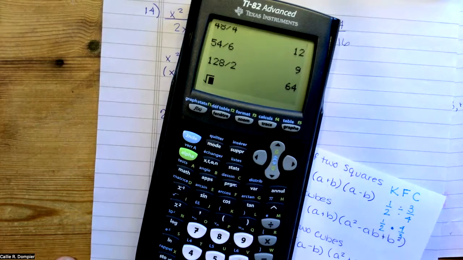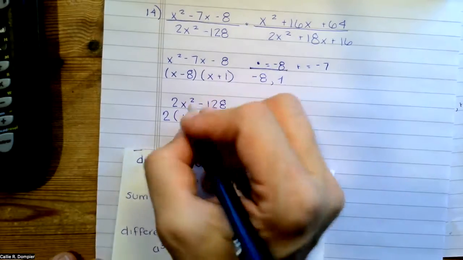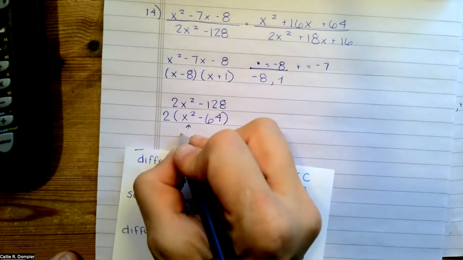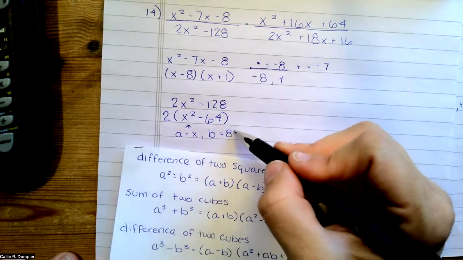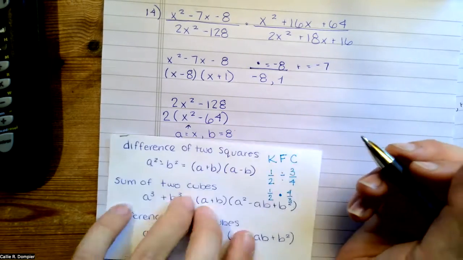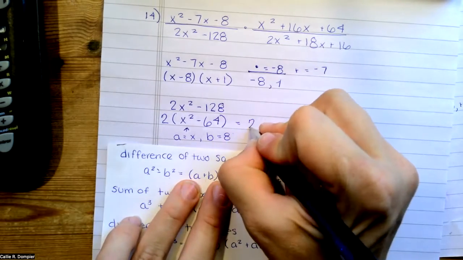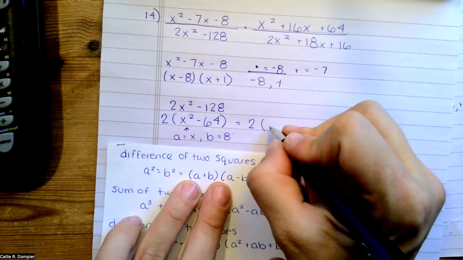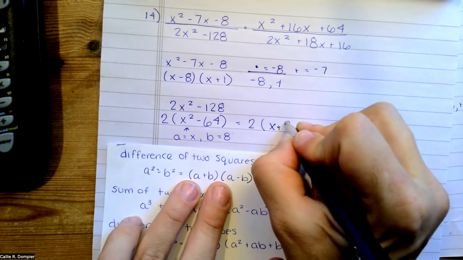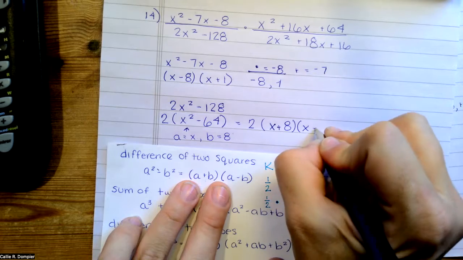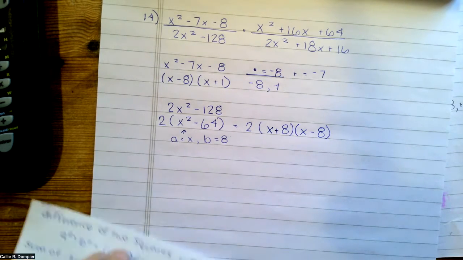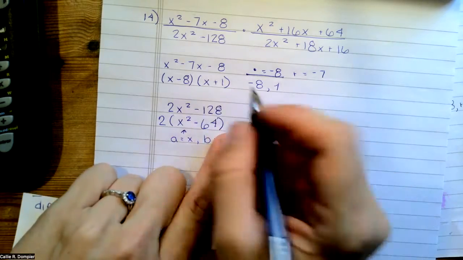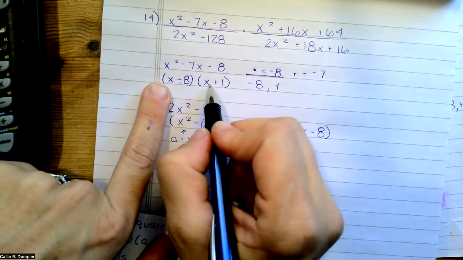So we just say the square root of 64 is 8. That means here we have the difference of two squares where a is x and b is 8, because the square root of 64 is 8 and the square root of x squared is x. So now we write it as a plus b times a minus b. The first term is x minus 8 times x plus 1.